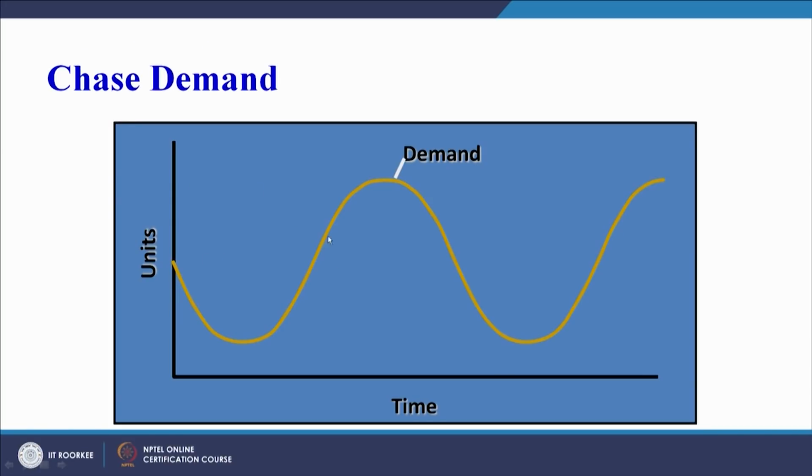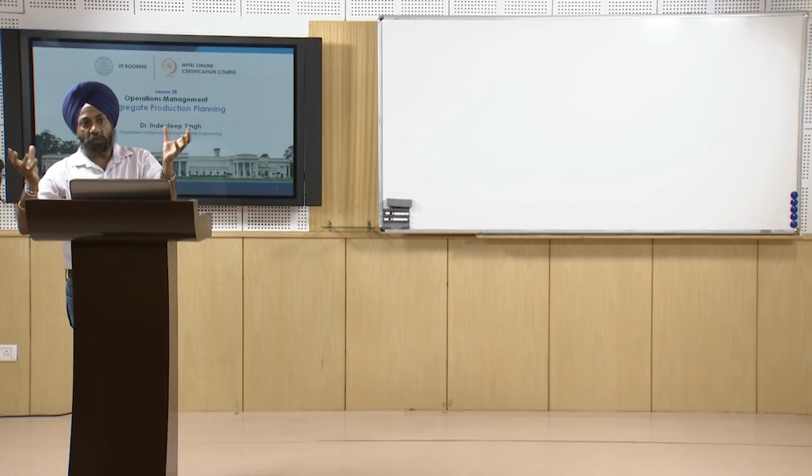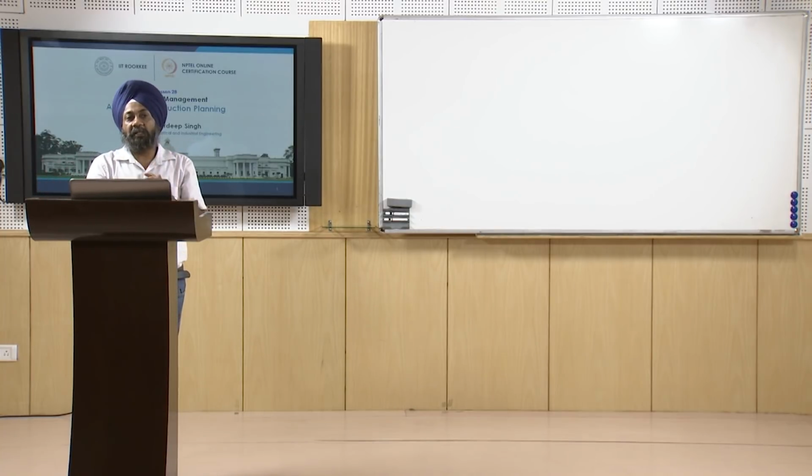Now chase demand, as I have already told, we will chase the demand like this. So this is the demand curve, and wherever the demand is less, we will produce less. Wherever the demand is more, we will produce more. So we will manage the demand as per the time. If in any particular quarter or month the demand is more, we will use our alternatives in such a way that we are able to satisfy the demand there. So we are not maintaining inventory. The focus on inventory is less in case of chase demand.